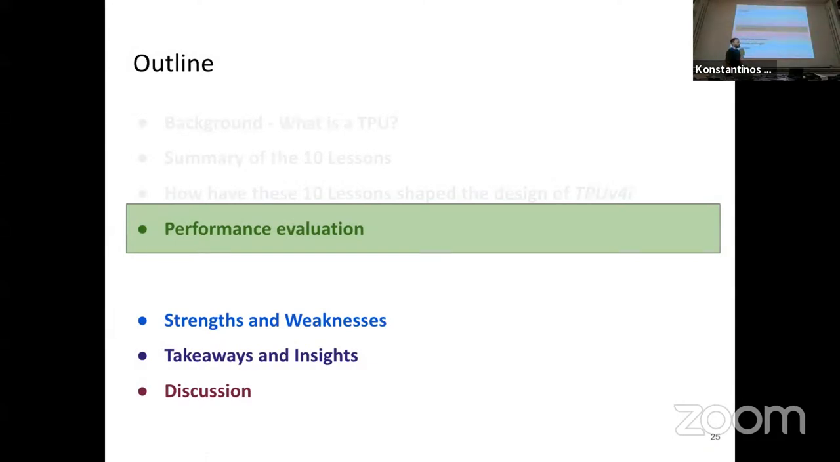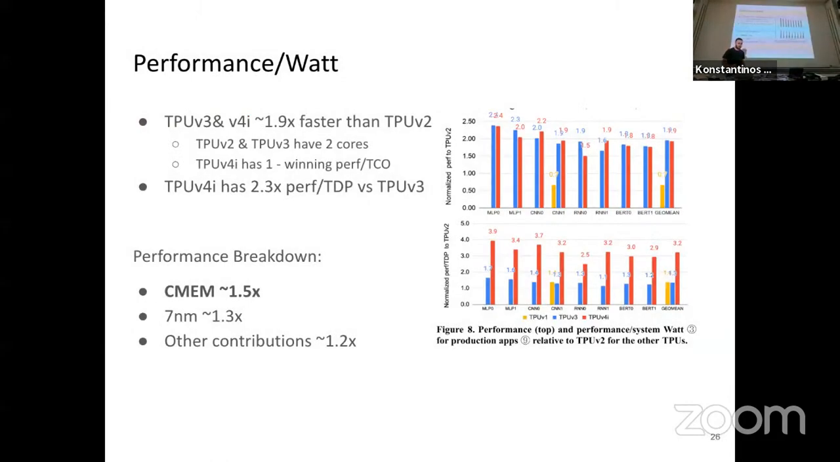So let's look at what all of this work has gotten them. Well, we can see that compared to the TPU version 3, it's actually not much faster. It's about the same speed as the TPU version 3. It's about twice as fast as TPU version 2. However, since the TPU version 3 consumes so much more energy, overall TPU version 4 actually wins out on the performance per TCO, or total cost of operation. It is about 2.3 times faster in terms of performance per TDP versus the TPU v3.